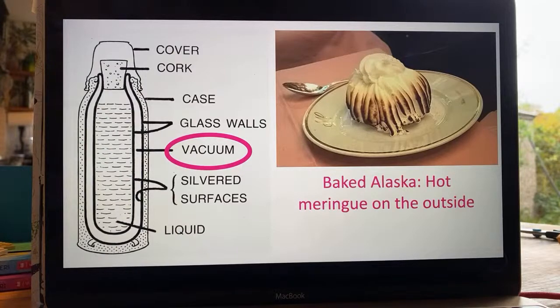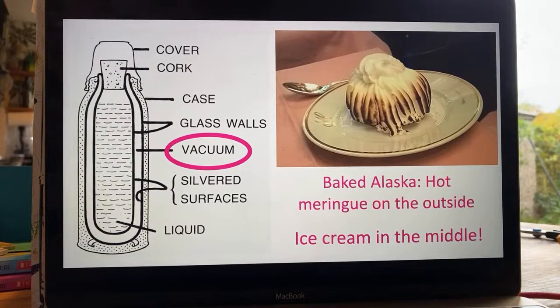So you get a biscuit, you put a load of ice cream on top of it, and then you cover it in meringue and you bake it in the oven. And the ice cream doesn't melt. So it's amazing. You get hot meringue on the outside and ice cream on the inside.